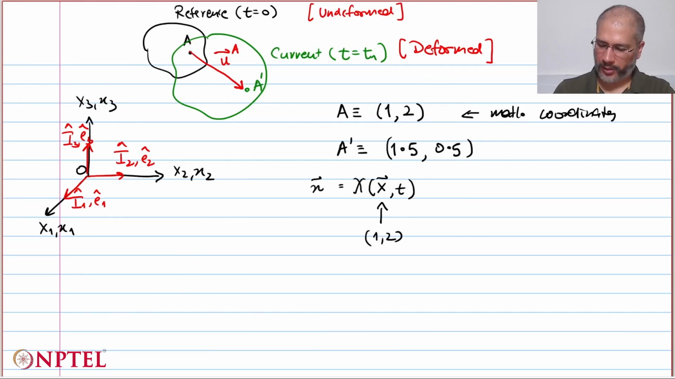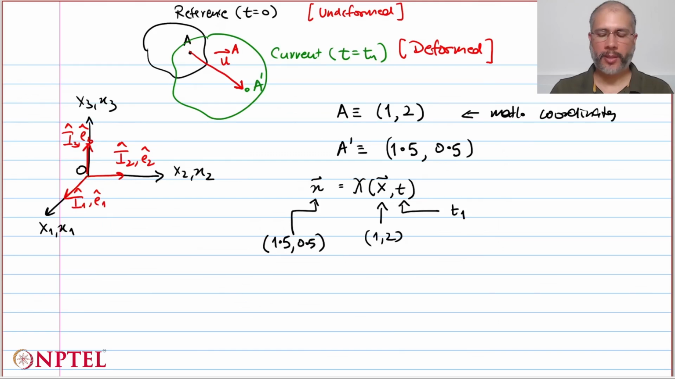So in this chi function, I put in (1, 2) as the material coordinate of point A, and I specify t1 for the configuration I'm interested in, and this gives me as a result the point A prime, that is (1.5, 0.5). So that is the beauty of the function chi, which if you feed in the material coordinates corresponding to a given point and some later time t, in this case t1, it gives us the coordinates of the particle at a later time in the spatial coordinate system.